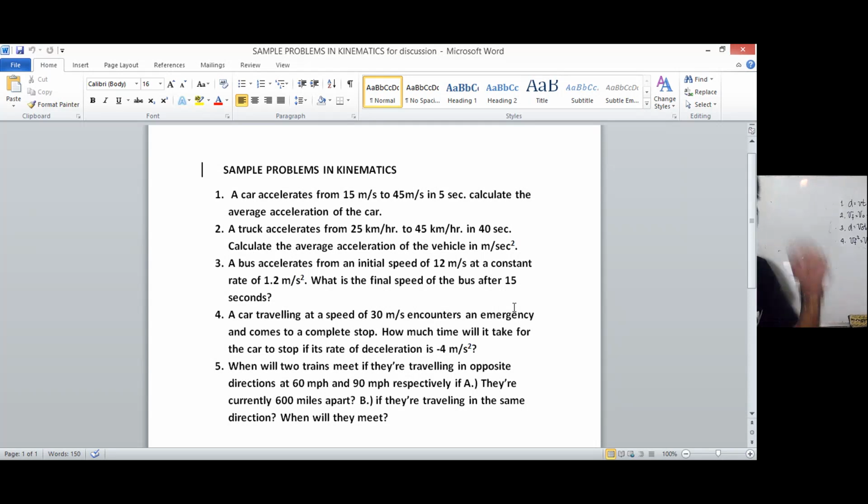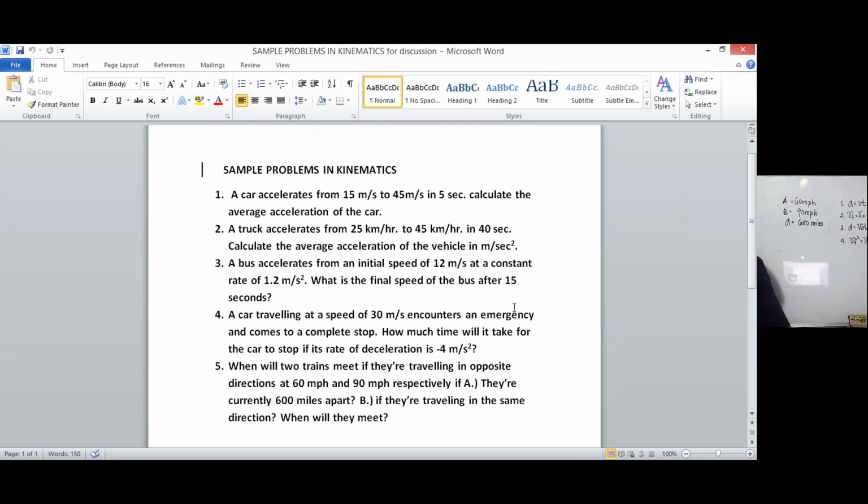So we have two trains. Okay, train A, I'll be writing the given. This is a different format. Train A has a velocity of 60 miles per hour, while train B has a velocity of 90 miles per hour. So their distance currently is 600 miles.